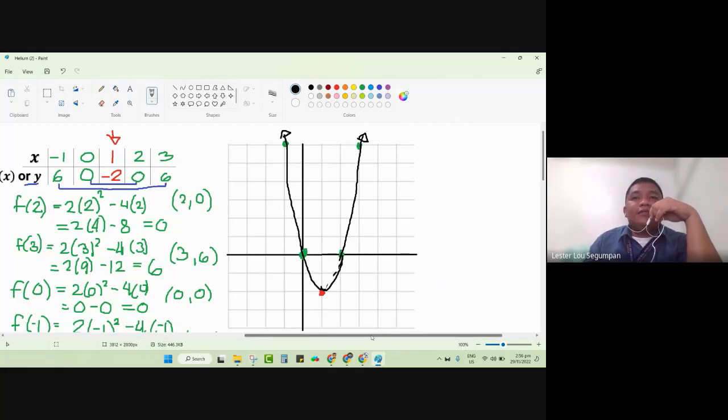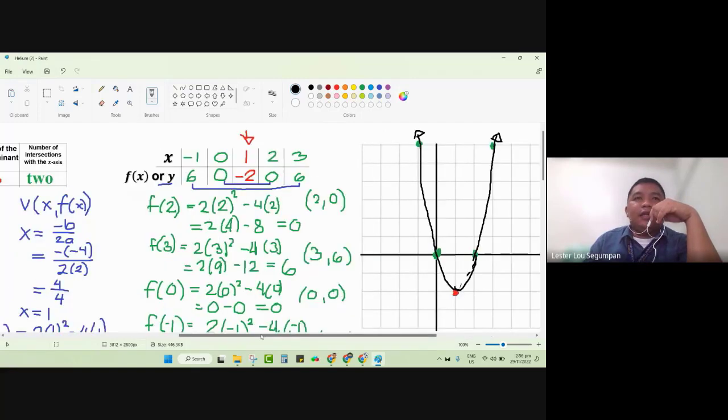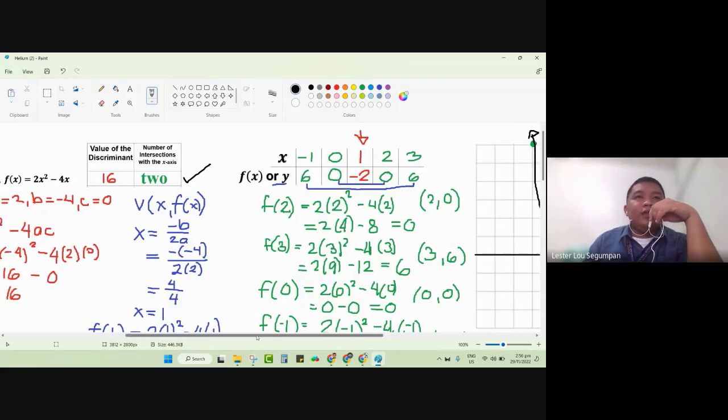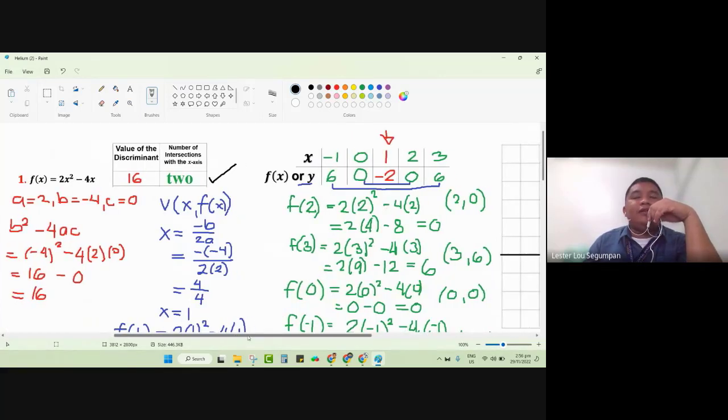Now, let's find out if our prediction earlier about two intersections with the x-axis is correct. Take note, this is your x-axis. So we have 1 and 2 intersections here and here. So looking at the given, you have two intersections. It meets the criteria using the discriminant. So it's really correct that there are two intersections just by using the value of the discriminant, even without graph.